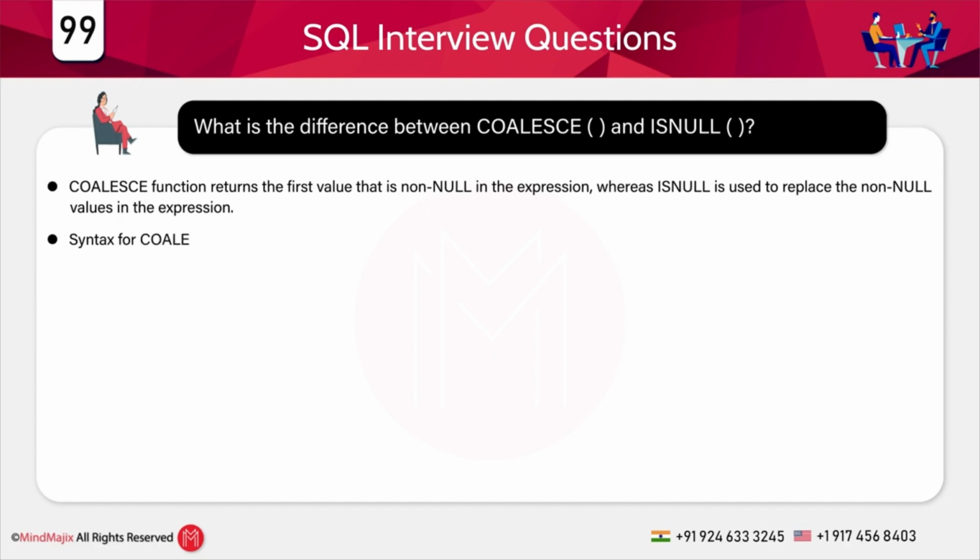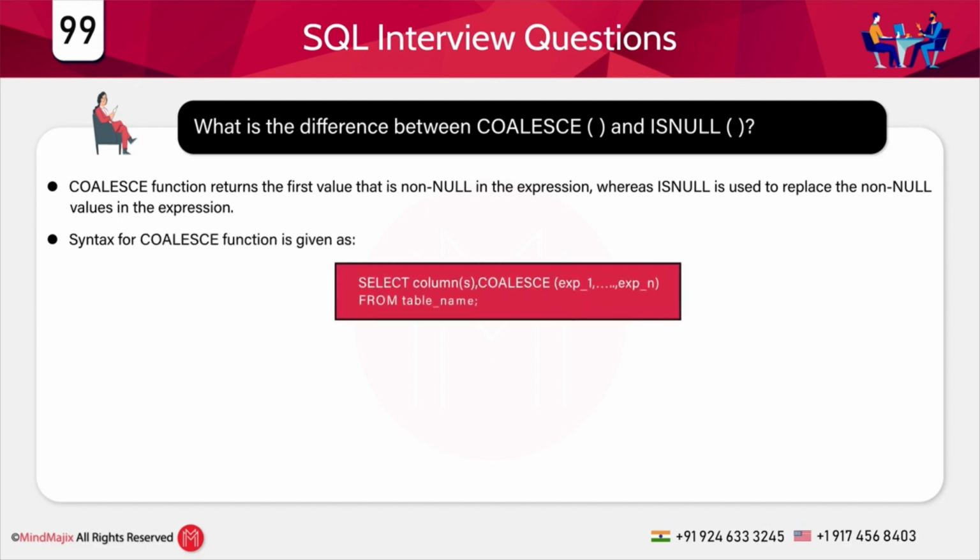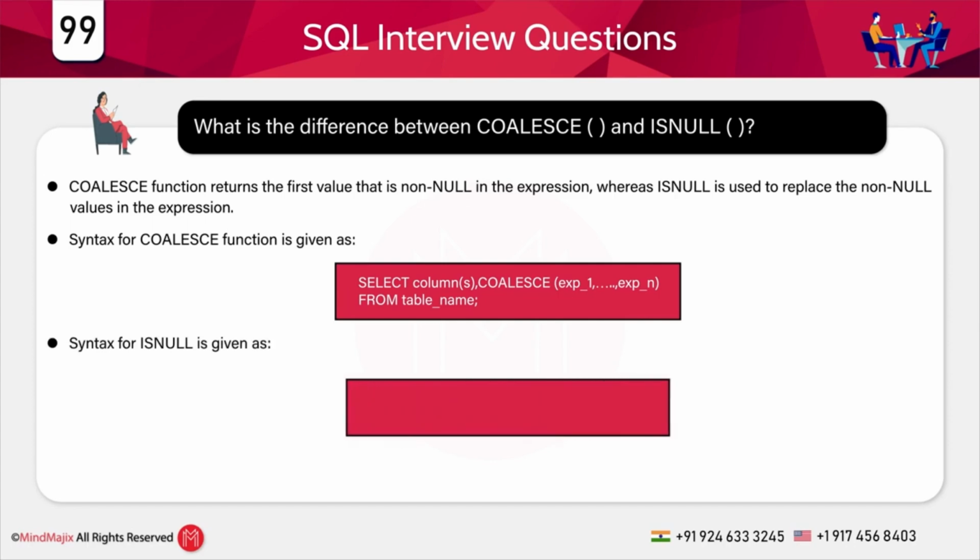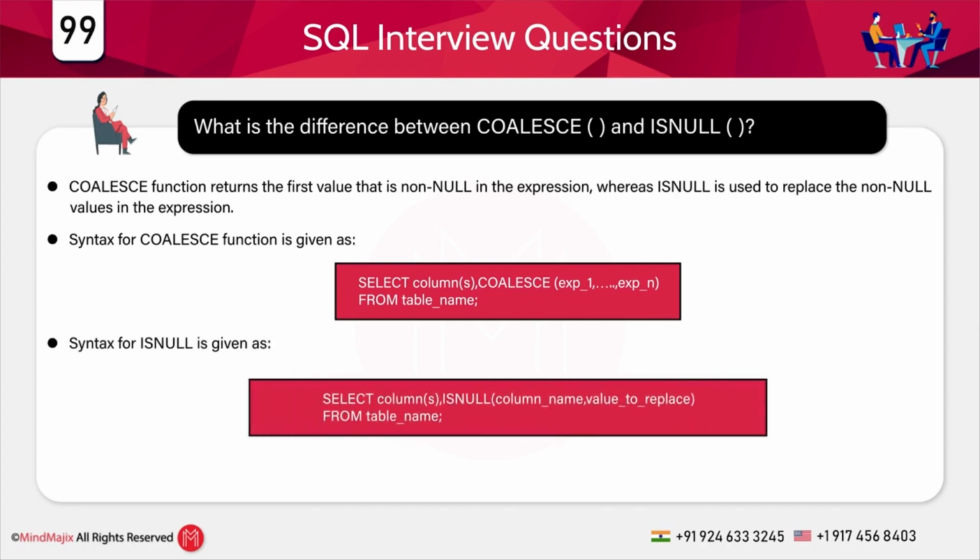If you talk about the syntax for the coalesce function, here you can see select columns, coalesce and the expressions from table name. The expressions are specified in the round brackets. And if you talk about the syntax of isNull, here you can see select columns, then comma and isNull, and then you have to specify the column names and the value to replace with. And then you have the from table name. So this was the difference between coalesce and isNull function.